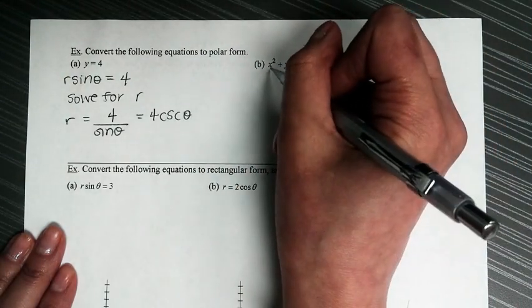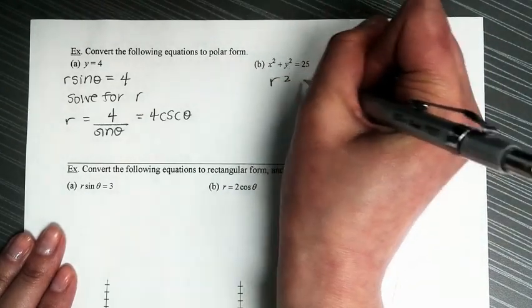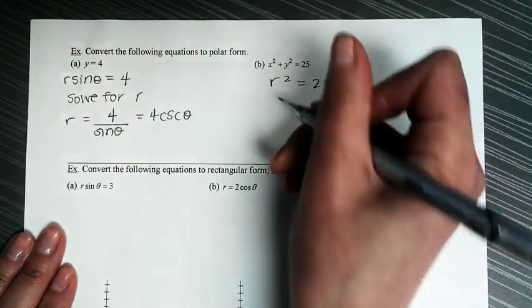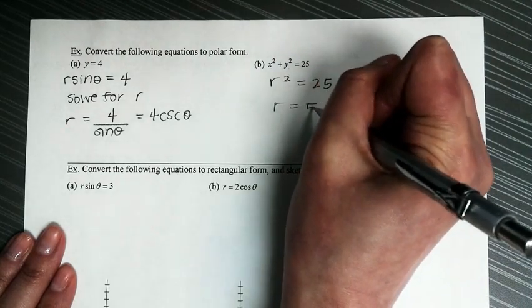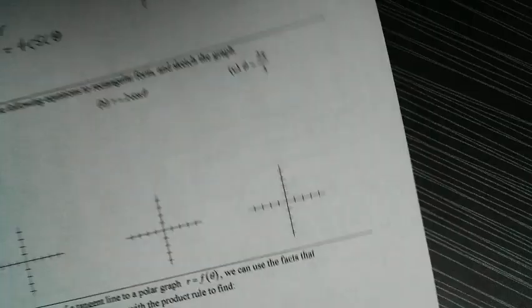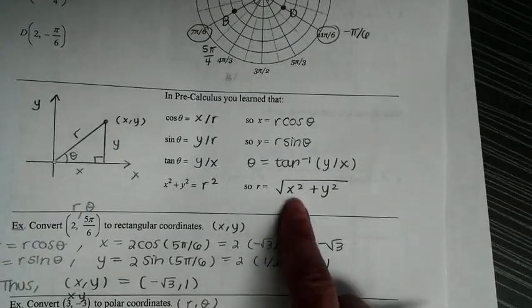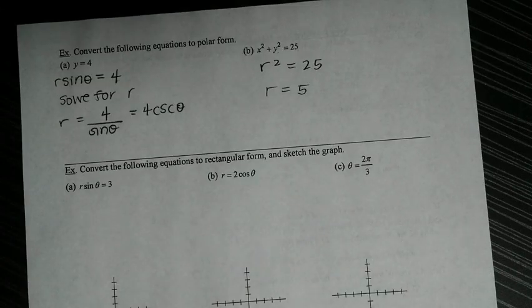Then over here, you have that x squared plus y squared is equal to 25. So you have that this is r squared and this is equal to 25. Then you have that r is going to be equal to 5. So I'm going to leave it like that, okay, respecting the idea. So that's what we have.